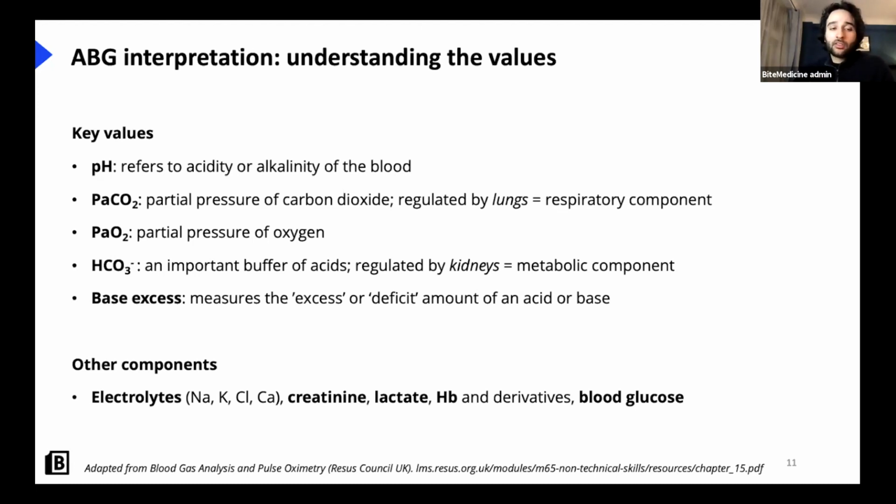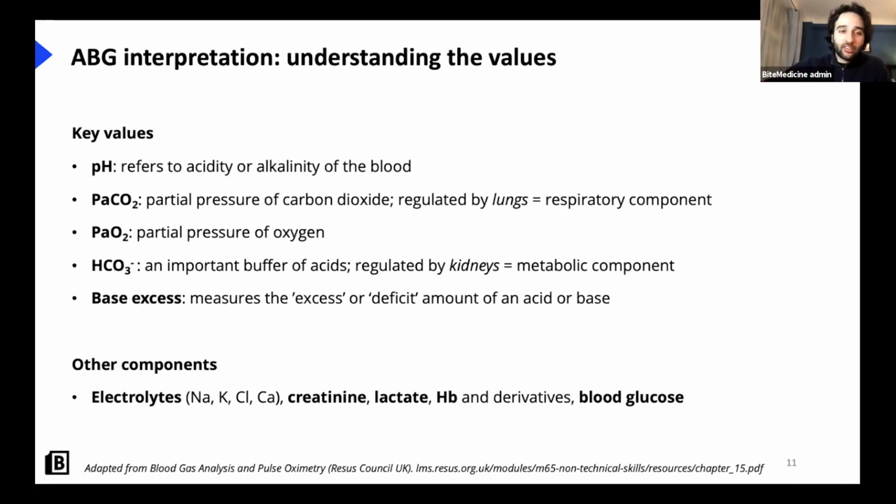HCO3- is bicarbonate. So bicarbonate is essentially the most important buffer of acids. Once again, if you remember from your basic chemistry, bicarbonate is a buffer, which means it's the opposite of an acid. And the more bicarbonate you have, the more alkaline your blood is going to be. And this is regulated by the kidneys, and therefore we call this the metabolic component of your arterial blood gas.